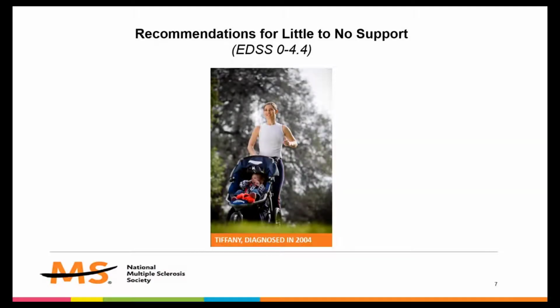In the next few slides, we are going to look at the exercise and lifestyle physical activity recommendations for those who require little to no support. This would be someone with an EDSS of 0 to 4.4. For patients at this level of ability, they're able to exercise with little restriction. But as we've mentioned a few times, their MS may look different and their energy levels or strength may vary day to day.